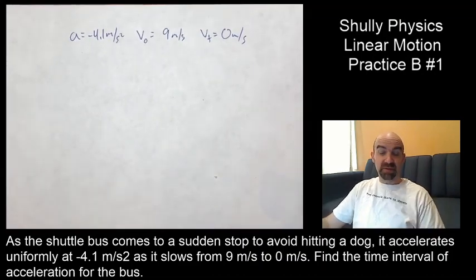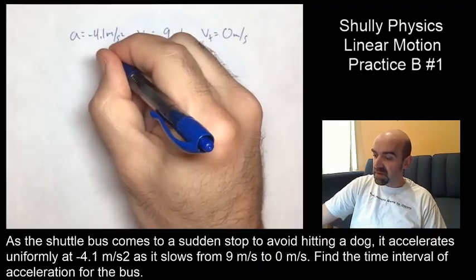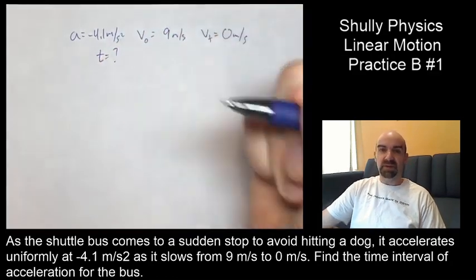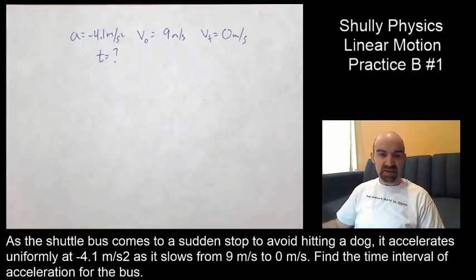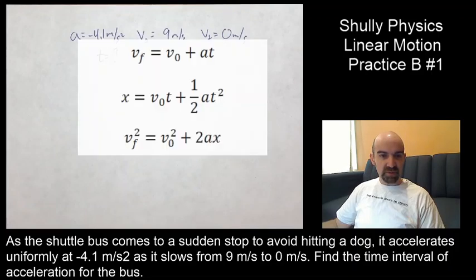Find, that means our unknown, find the time interval of acceleration. Not find the acceleration, but find the time interval, find t. So we have an a, v0, vf, and t. So which equation should we use here?